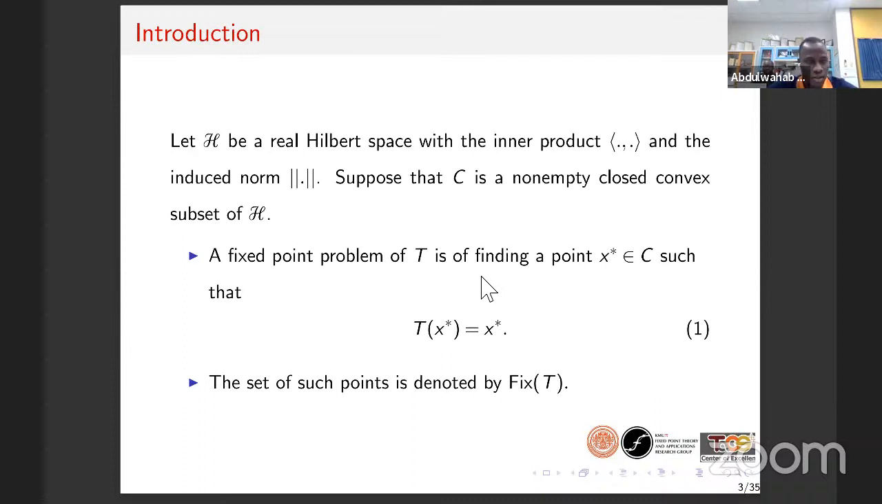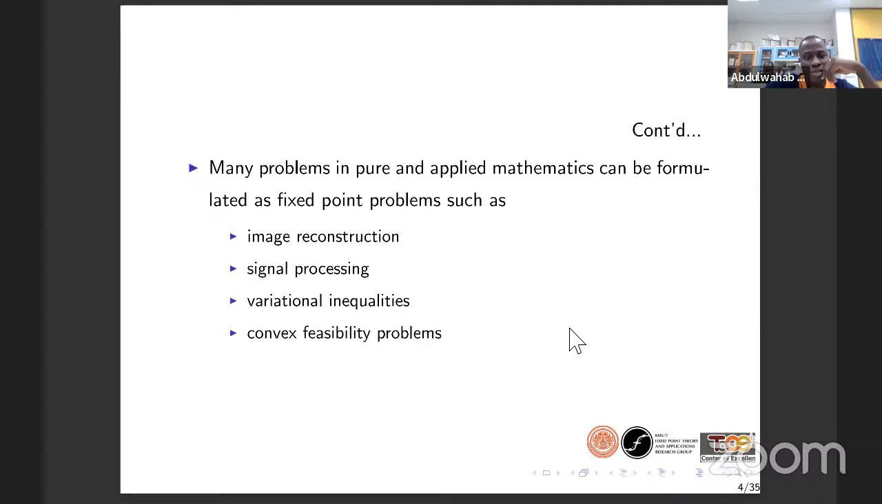As you can see from the title, in this work we focused on the problem of finding a point in the domain of a nonlinear mapping T, satisfying the condition given in equation 1, known as a fixed point problem. It is a very important problem, normally found in different real-world applications in pure and applied sciences. It is used in approximating solutions of image and signal processing problems, and in finding solutions to variational inequality problems.